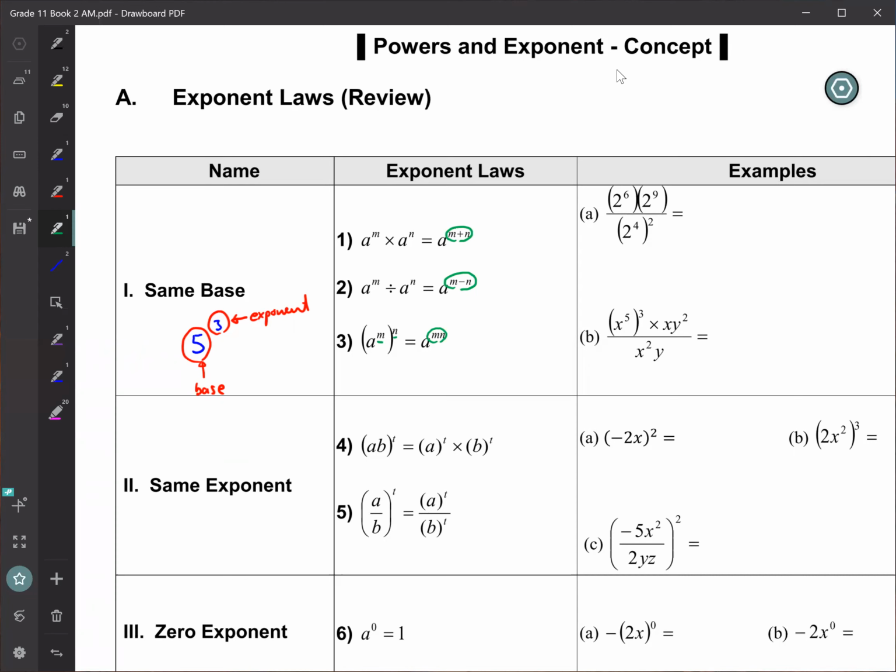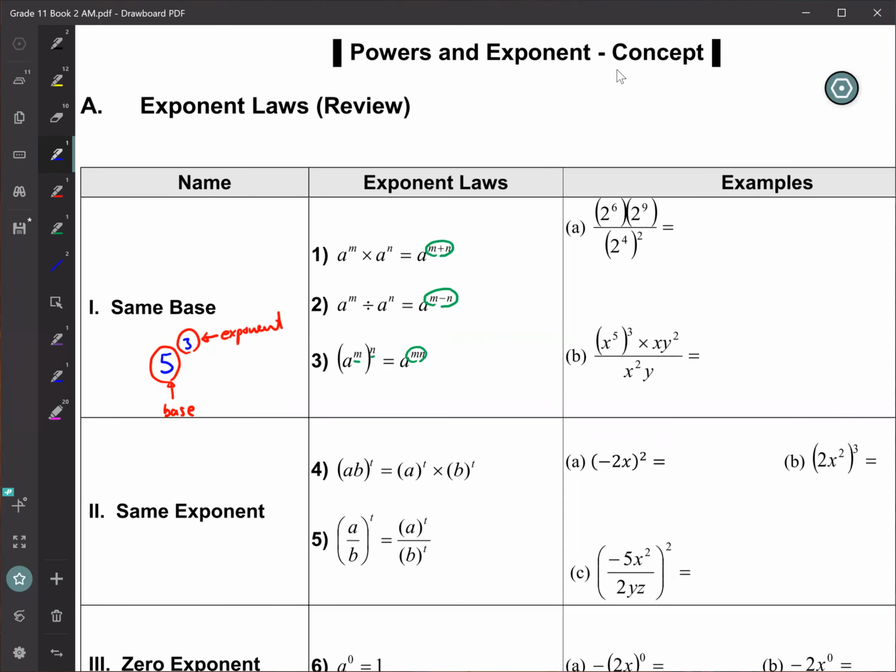Okay, so we're gonna review these rules and try to simplify the expression on the right side. So for example, on the right, in the numerator, question A, you multiply together, so the exponents you add together. You get 2 to the 15. And then for denominator, you have 4 to the 2, then you will be using the third rule. So it'll be 2 to the 8.